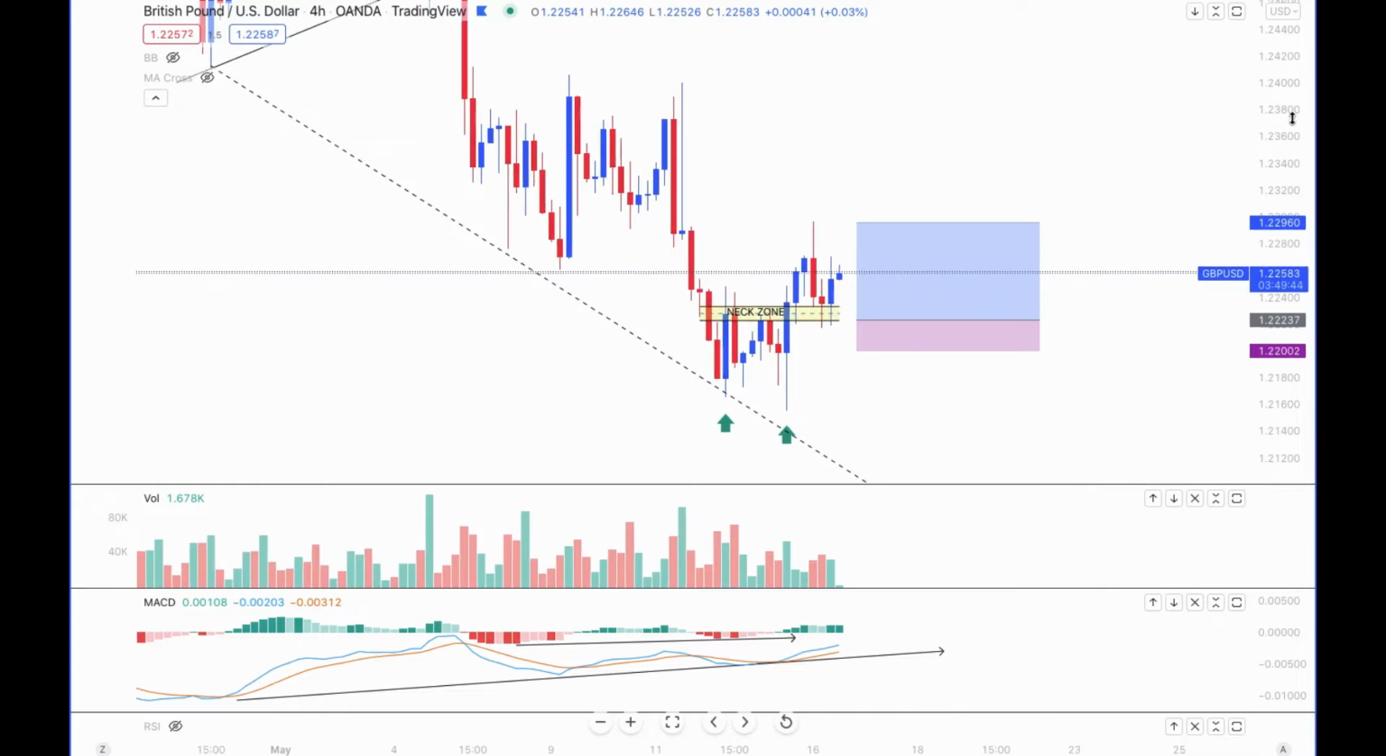To start the week off, we are going to be looking at a double bottom pattern that has played out on the 4-hour chart for British pound versus the US dollar.